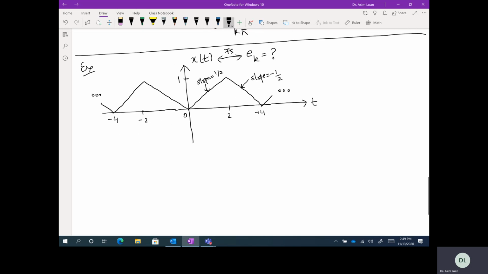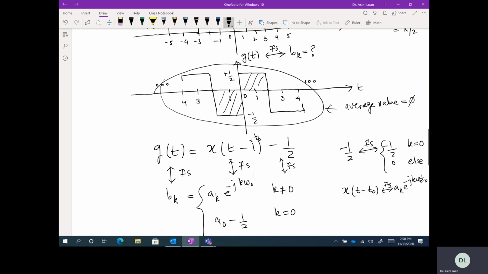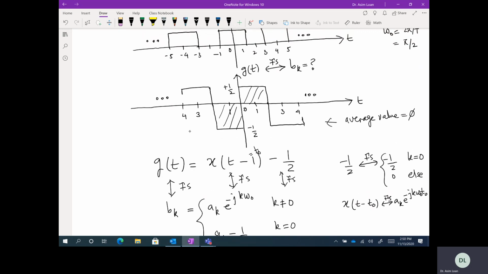So if I differentiate this one, I say g of t is d by dt of x of t. If I differentiate, I'm just taking the slope. So the slope here is positive half, the slope here is negative half. So if I redraw this one, do you think this will be exactly the same as this one?